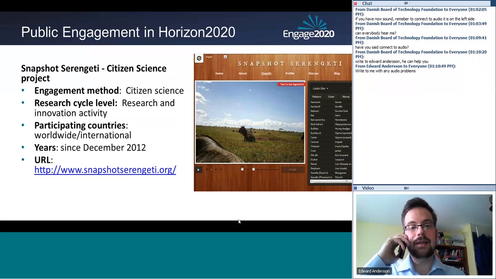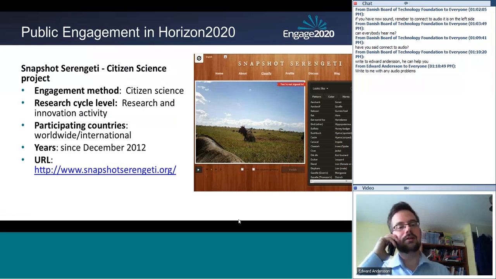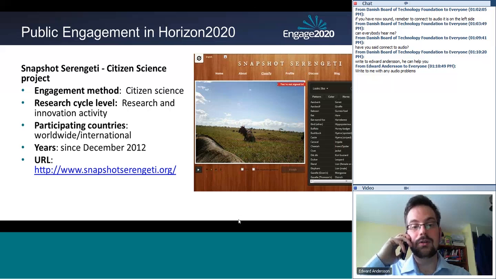And basically, in the case of Snapshot Serengeti, they have lots and lots of automated cameras that detect motion and take pictures on the Serengeti, which gives the researchers a tremendous amount of images of animals, which would in theory help them to understand migration patterns, how threatened the species is, etc. The problem is, of course, if you have 1 million pictures, you won't have enough research assistants to actually go through and manage it.